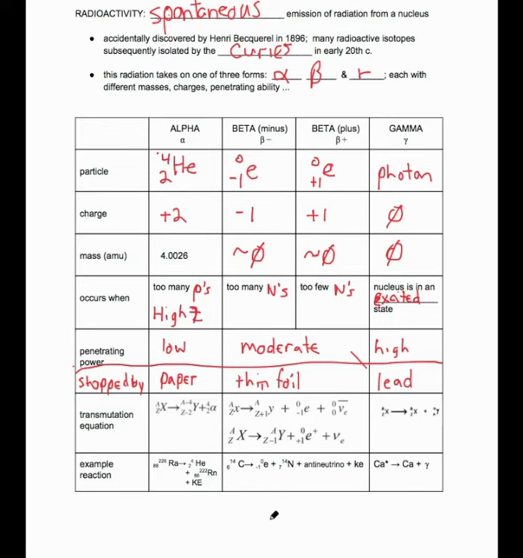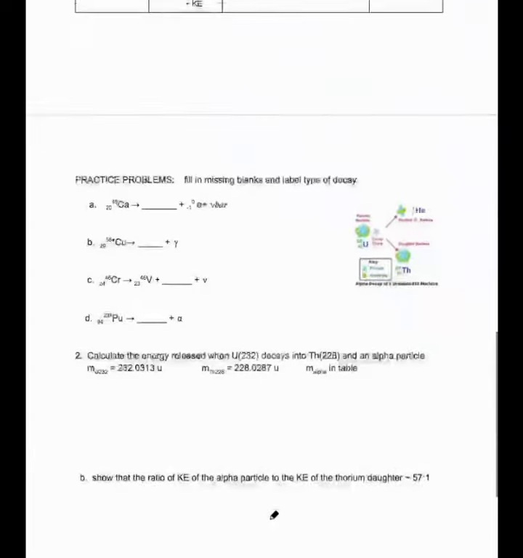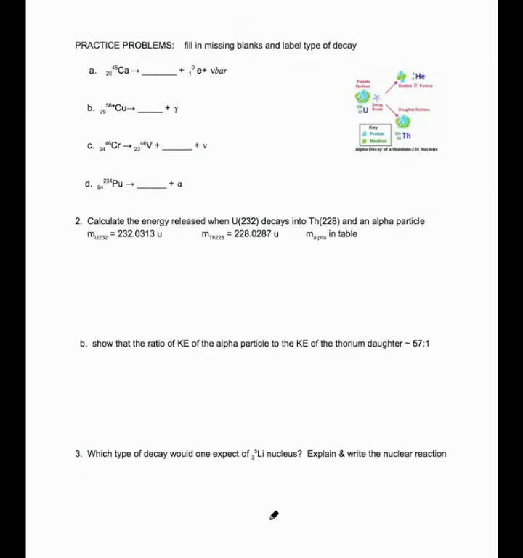Okay, so let's turn our attention to some practice problems. Some of the easier problems you'll have to do are basically balancing nuclear reactions, where the primary conservation law is conservation of nucleon number. In other words, you have to have the same number of protons and neutrons that you started with as what you end with. Protons can turn into neutrons, neutrons can turn into protons in ways we'll talk about later, but that's basically the idea here. So here we want to fill in a missing blank and label the type of decay.